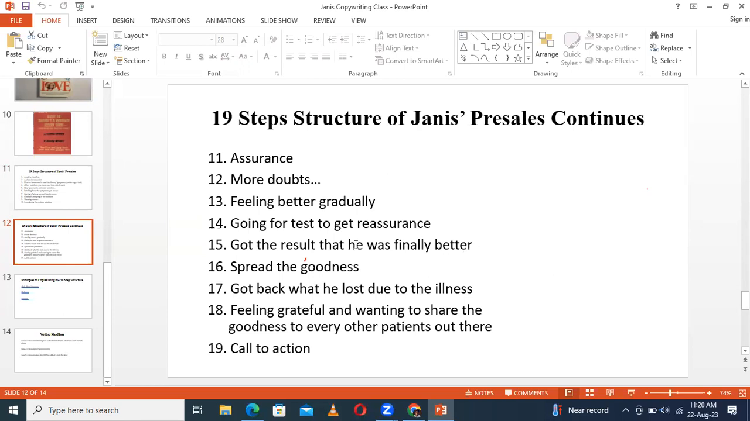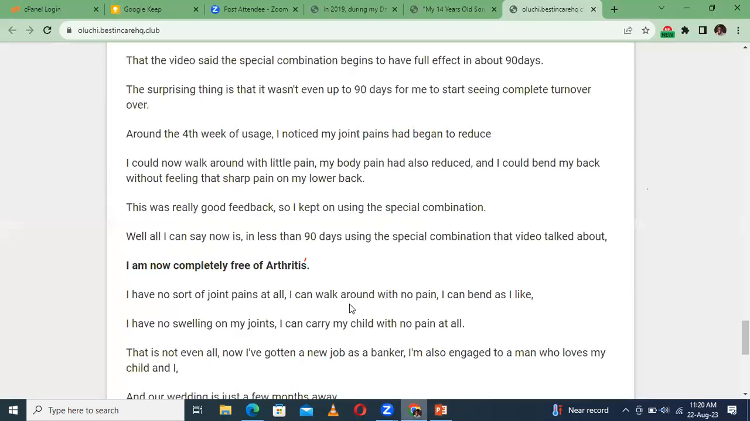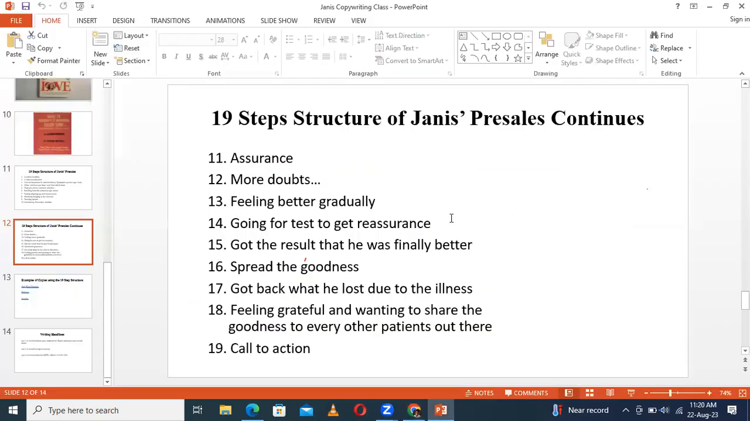Got the result that, okay, in this case now, she is a she, not a he. So, excuse me, got the result that she was finally better. Okay, I'm now completely free of arthritis. Can you see? That's number 15. So who can tell me why I skipped number 14? Going for a test for reassurance.